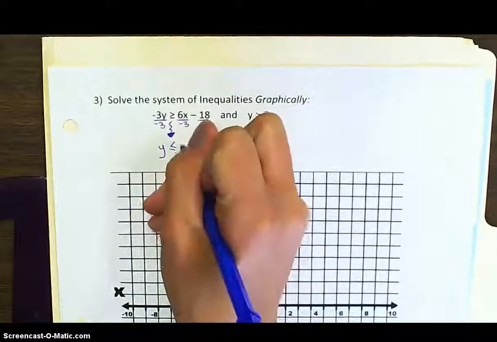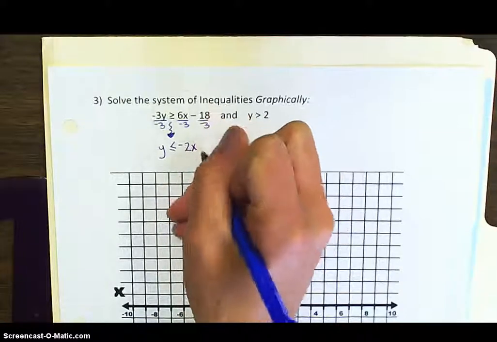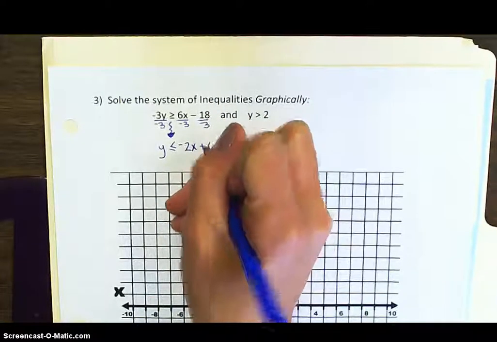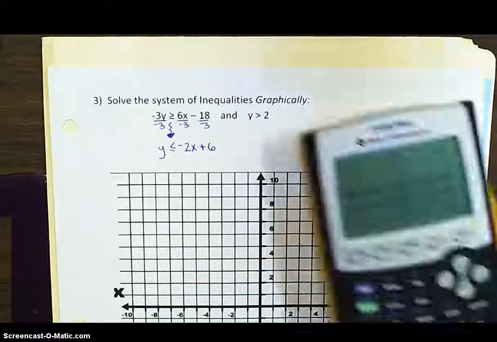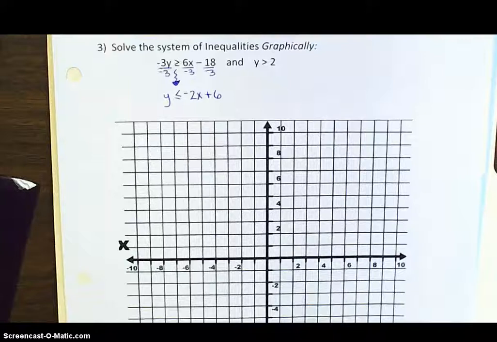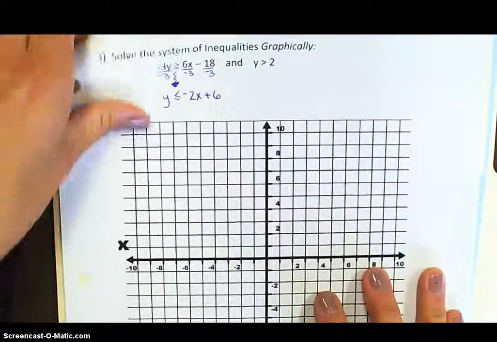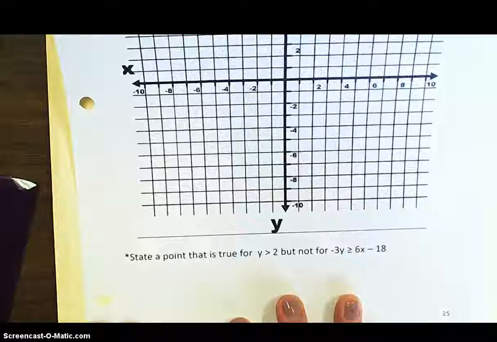So y is less than or equal to -2x plus 6. Our second line is y equals 2. Remember, you can always check that out right in the calculator, plug it in. Okay, so I'm going to have you go ahead and finish this one up on your own, and then answer the follow-up question in the computer.